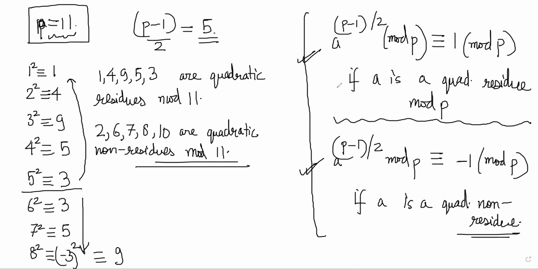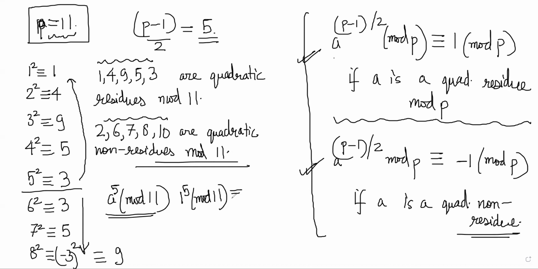So now what I want to check is whether this rule is valid or not. This thing that we tested out for p equal to 7 earlier, right? So what I want to see is a power p minus 1 by 2, in this case it is a power 5 mod 11, right? And let's find out the values for the set of numbers here and the set of numbers here, right? So clearly 1 power 5 mod 11 is congruent to 1 mod 11.